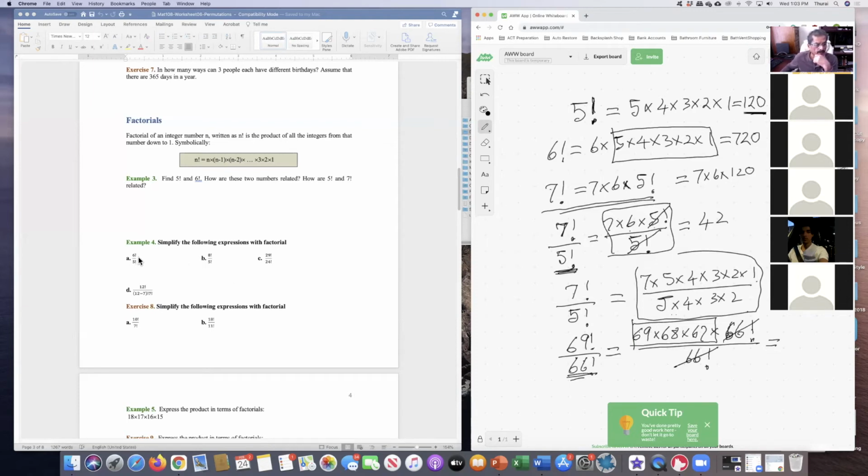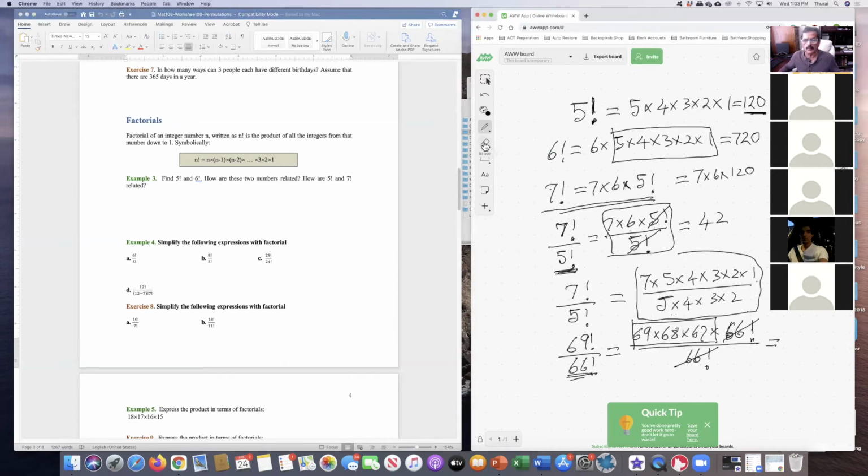Simplify these. The first question is example 4, factorial 6 over factorial 5. What is that equal to? 6. Exactly. If anybody is not following, ask the question. I am not following. Sorry, how did we get 6? Why is that 6?